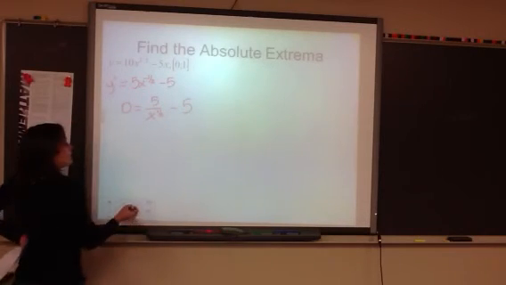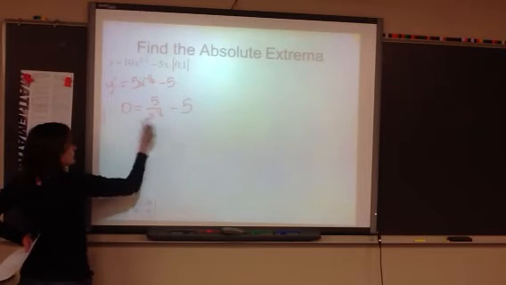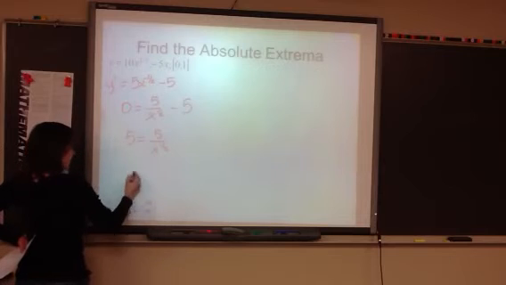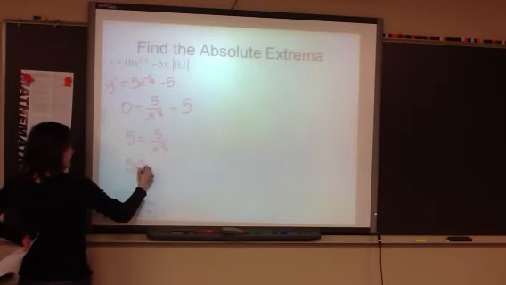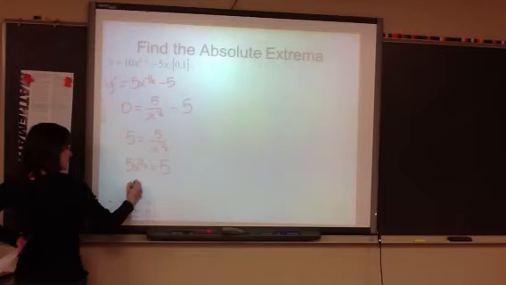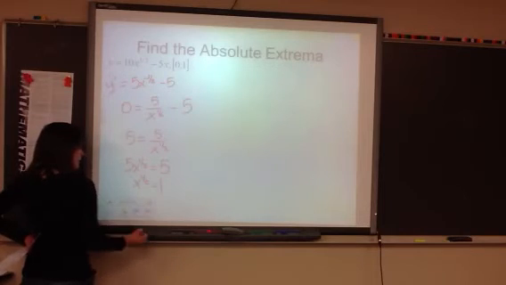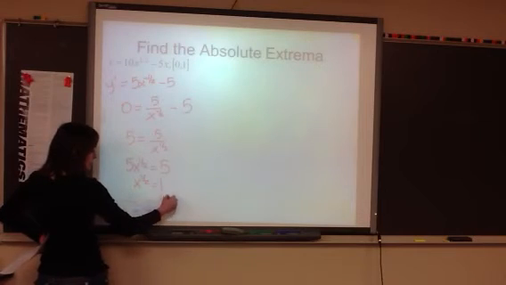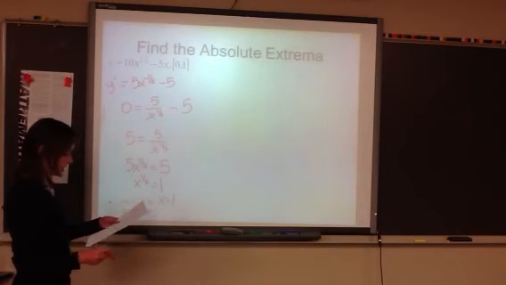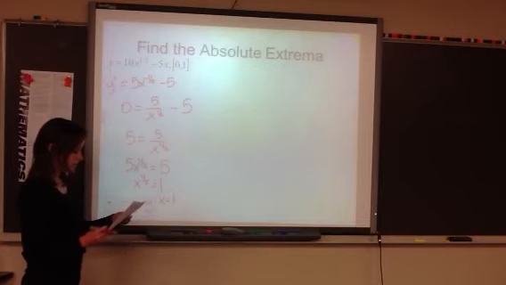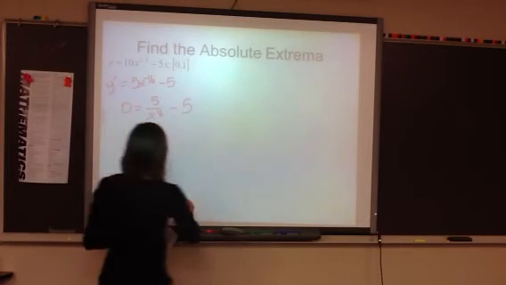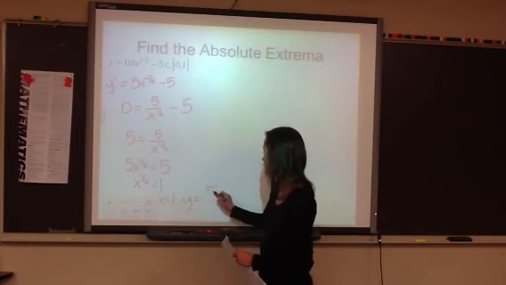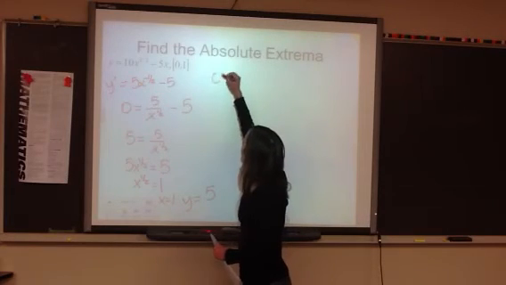And if you solve for x, we're going to have to move that 5 first. Then we multiply by our denominator. We divide by 5. And then we square to get rid of a half power. So you get 1. So at x equals 1, something is going on. So we're going to plug in the 1 and get a y value of 5. So at (1, 5), we have a critical number.